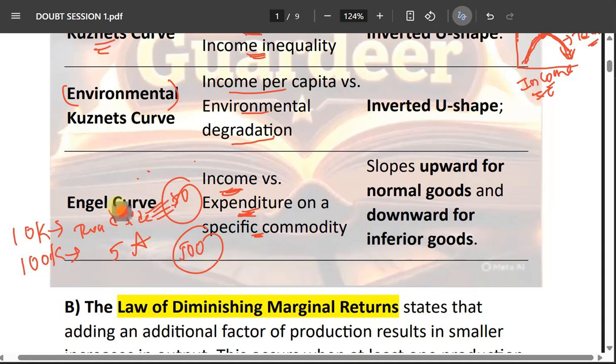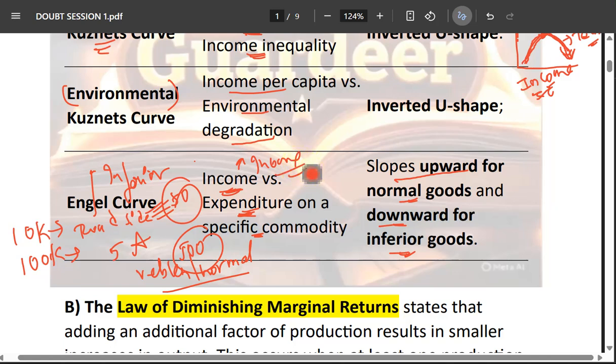When your income is low, you'll spend on inferior goods. But when your income is high, you start spending on superior goods and normal goods. So that is what he says: the slope is upward for normal goods and downward for inferior goods when there is an increase in the income. That is what is said by Engel's curve. Till here, it's clear, I think. Okay.